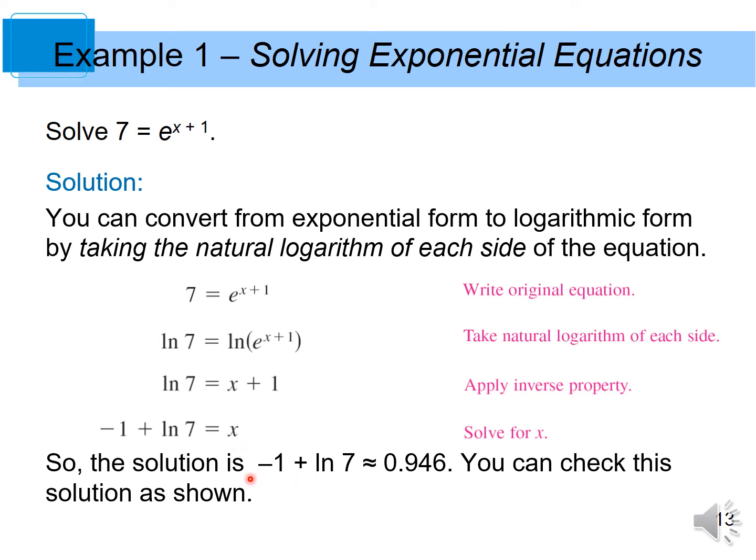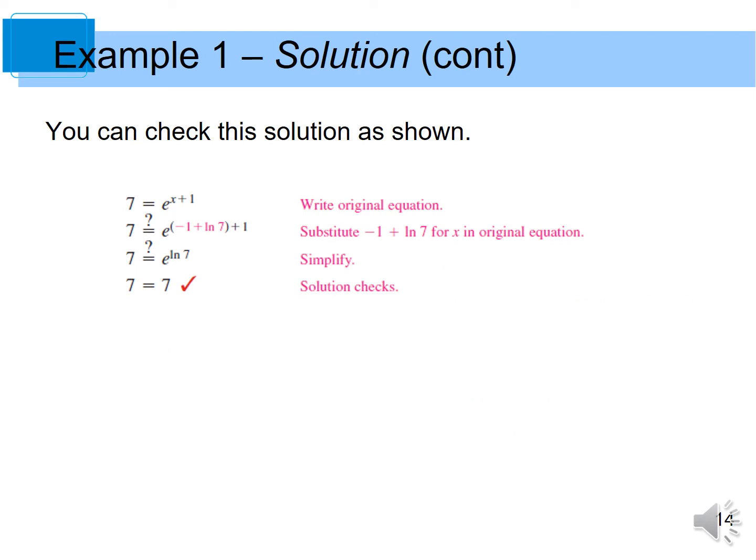So you can check with your calculator the value of x equal to 0.946, and you can check this solution. You substitute negative 1 plus natural log of 7 into the original equation, and you will get back the answer, which is 7.